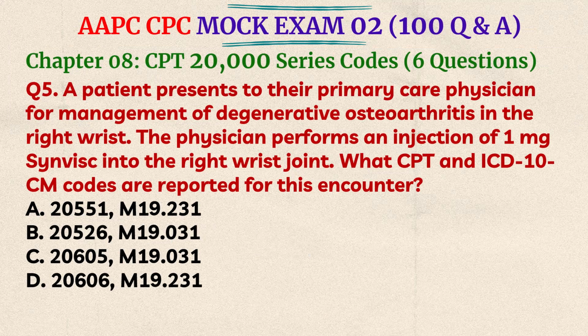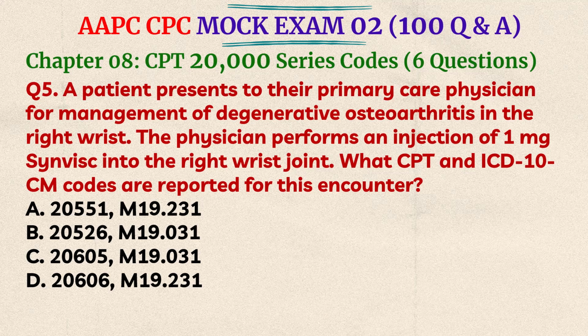Question number 5. In each CPT code series question, you may expect one ICD-10-CM code as well. So this question is of such type. Here, a patient presents to their primary care physician for management of degenerative osteoarthritis in the right wrist. The physician performs an injection of 1 milligram Synvisc into the right wrist joint. What CPT and ICD-10-CM codes are reported for this encounter?